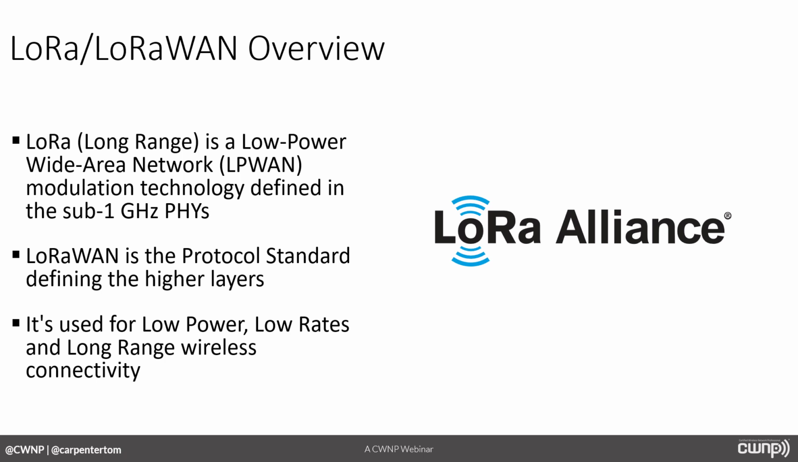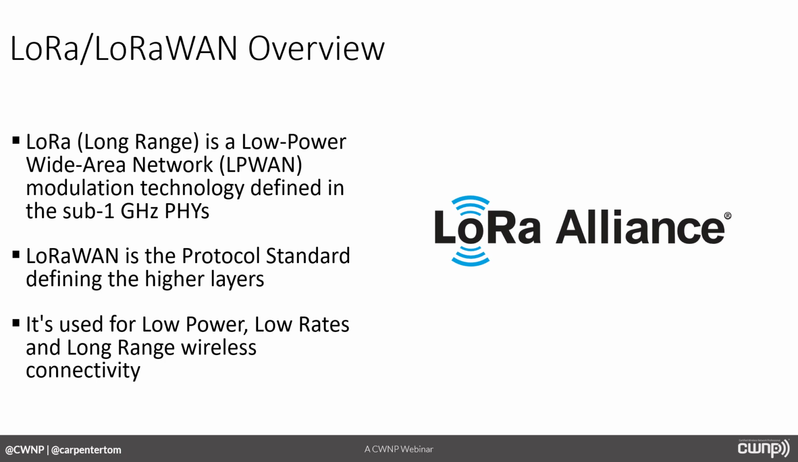And the modulation uses sub-1 gigahertz. So it's 900 megahertz, 800 megahertz, 400 megahertz, and so forth. It's down below 1 gigahertz. LoRaWAN is the protocol standard defining the higher layers. So think the MAC frame formats that are actually passed as modulated LoRa communications, the network layer, all of that is dealt with, okay?